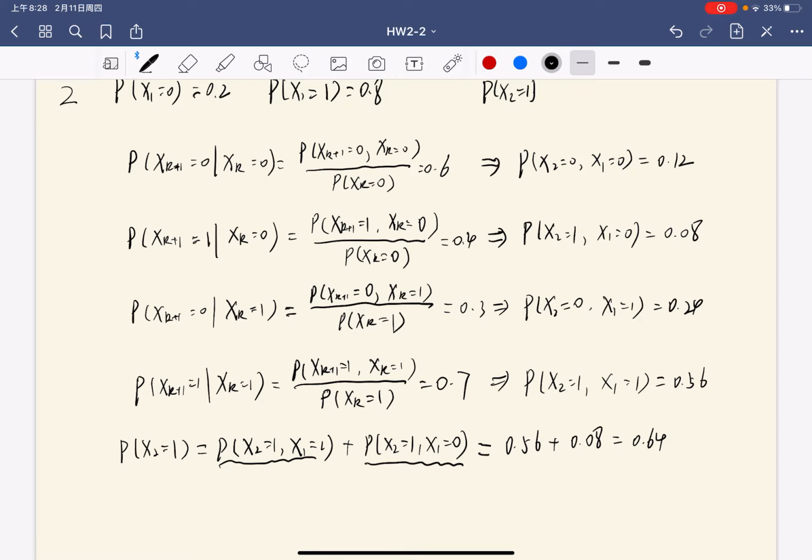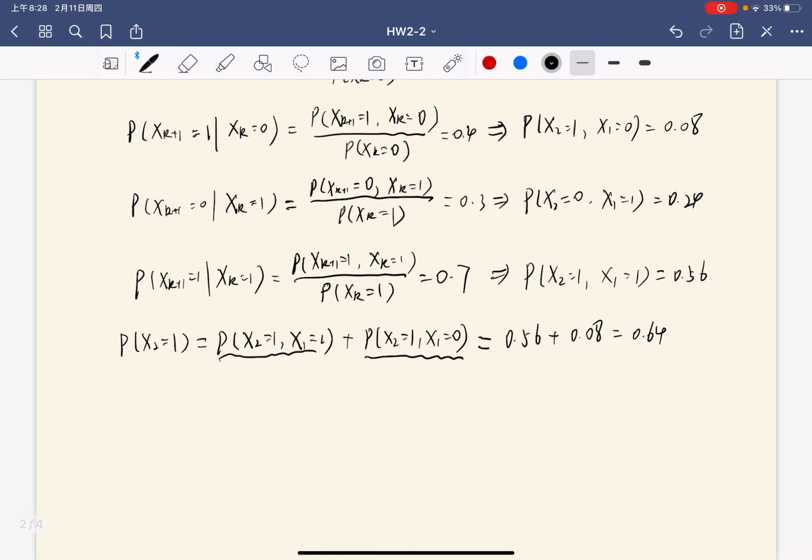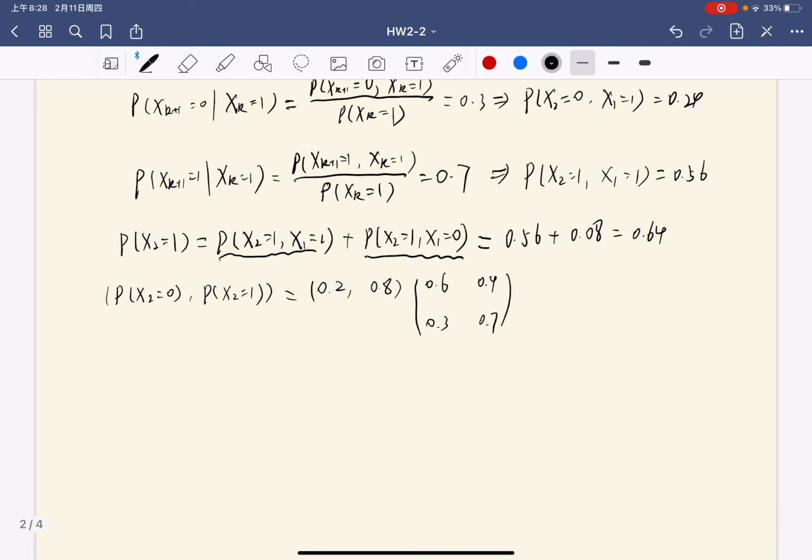And in question A, we can also find that if we let P(x2 = 0) and P(x2 = 1) be a vector, this vector equals [0.2, 0.8] multiplied by the matrix [[0.6, 0.4], [0.3, 0.7]]. And this is very useful for the question below.